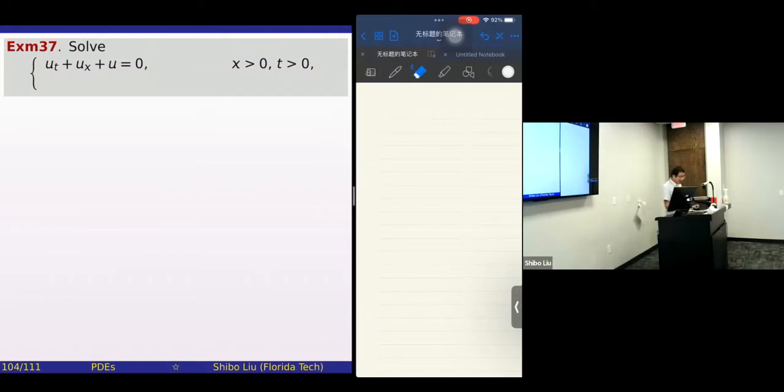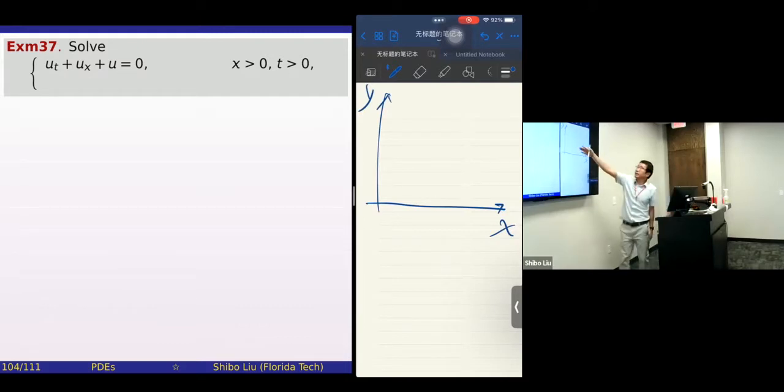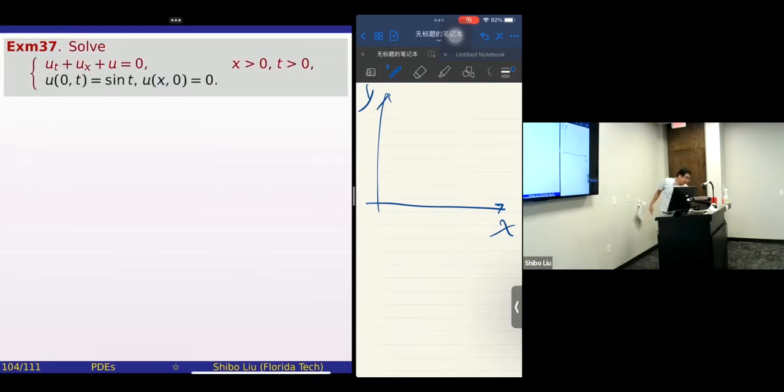But our PDE lies on this domain, x positive, y positive. So this domain is what we need for our PDE. We need the domain to study your PDE. This is our domain, okay? Now we have these two conditions.